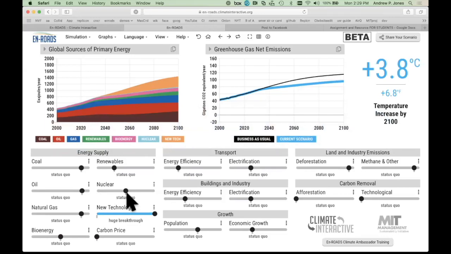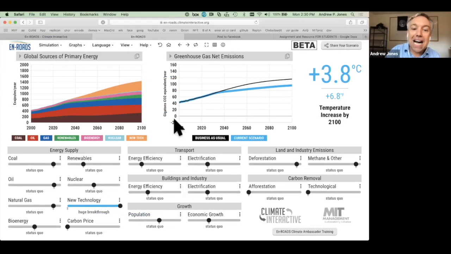Your challenge is to figure out what is the combination of actions that is the best path to getting to well below 2 degrees. And you're going to be doing that by clicking on things here and testing different scenarios.